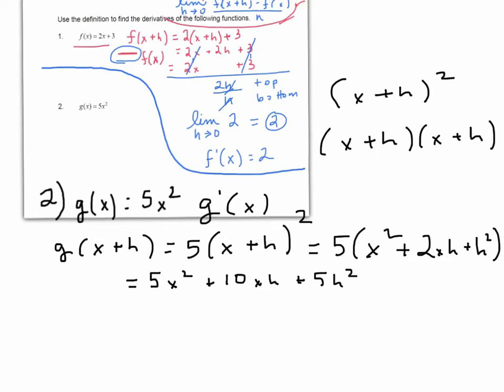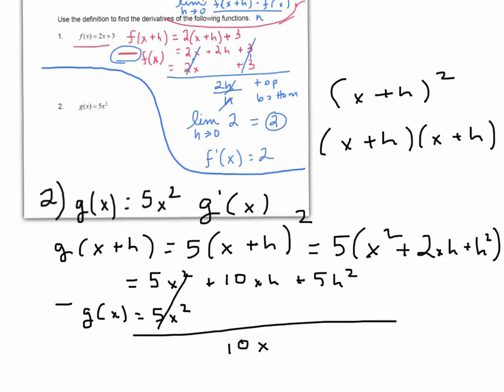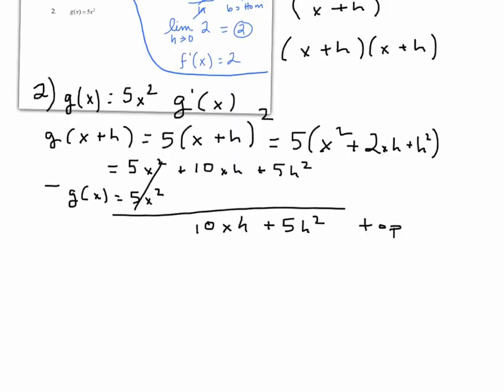The next thing that we want to do is we know that we want to subtract our original function g of x. G of x is simply 5x squared. When we draw our line there, we're going to subtract. These pieces are going to fall out, and we're going to be left with 10xh plus 5h squared, and again, that's the top of our difference quotient. Finishing this up, we know that the bottom of our difference quotient is simply h.